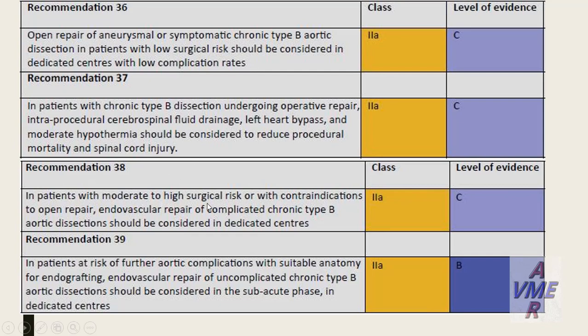In patients with moderate to high surgical risk, or with contraindication to open repair, endovascular repair of complicated chronic type B aortic dissection should be considered in dedicated centers. In patients at risk of further aortic complications with suitable anatomy for endografting, endovascular repair of uncomplicated chronic type B aortic dissection should be considered in the subacute phase in dedicated centers.